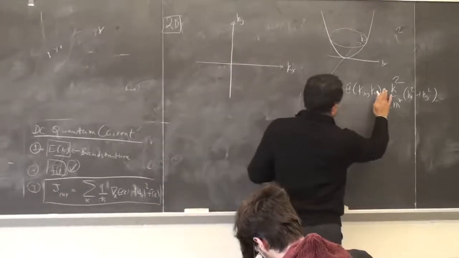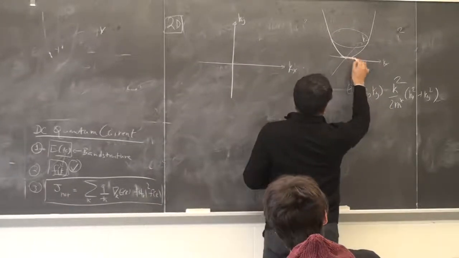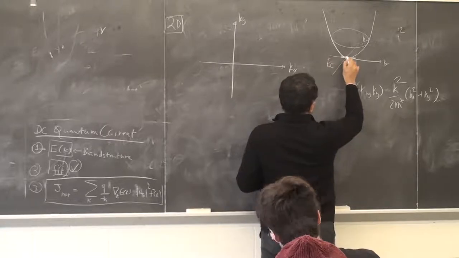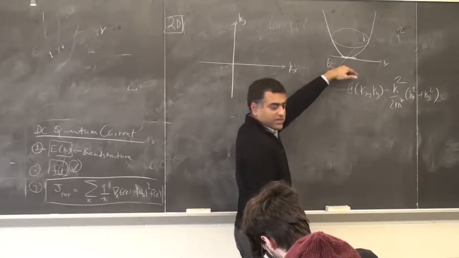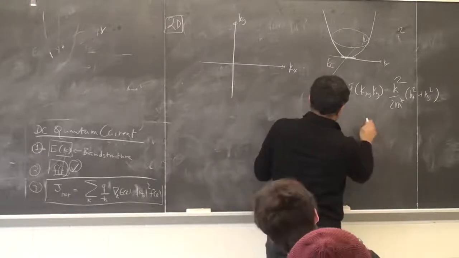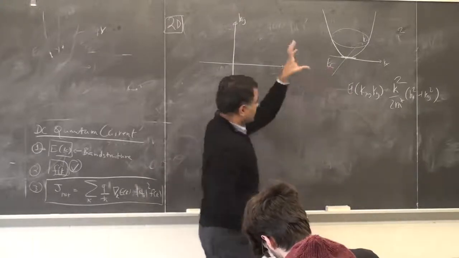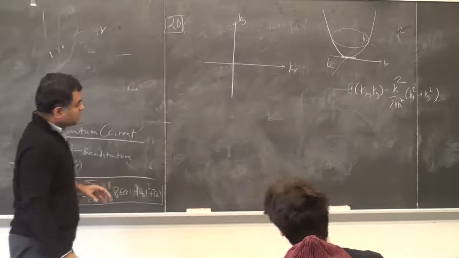You can write it as this minimum we have written as zero, or you can write it as EC, the conduction band edge, if you might. Does this make sense? And the valence band may be kind of down here. I'm not worrying about that. I'm just looking at the conduction band at this point.